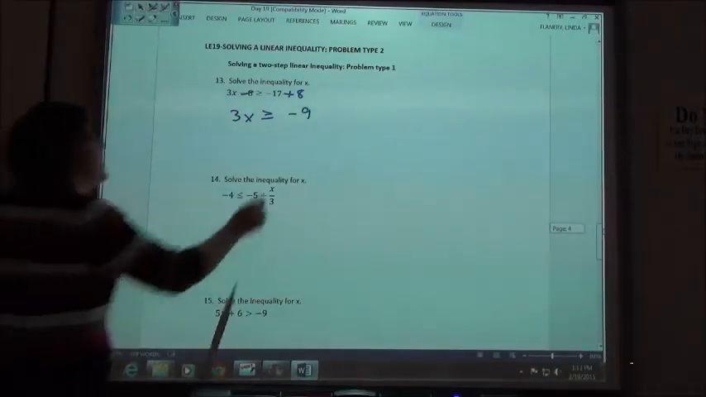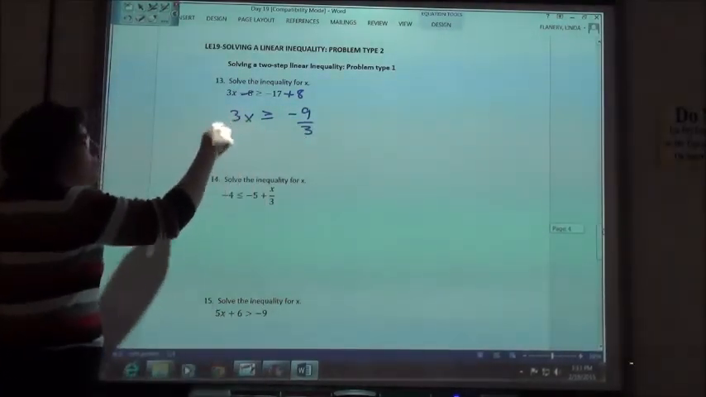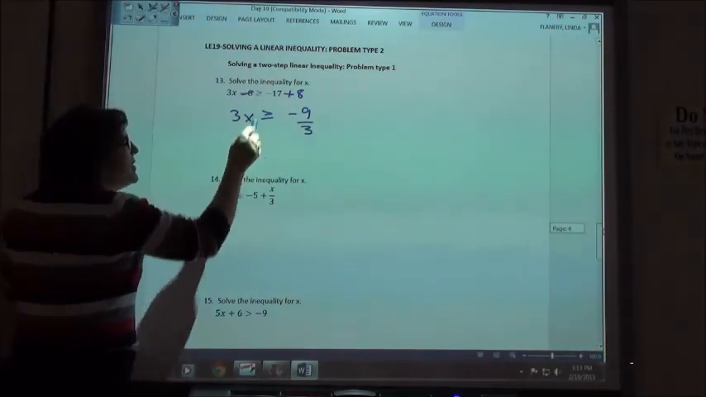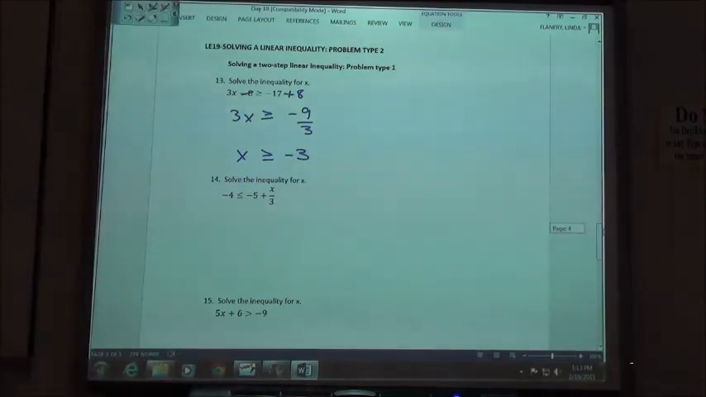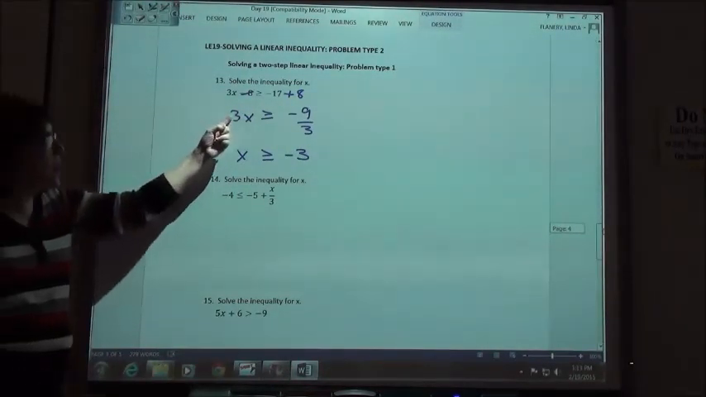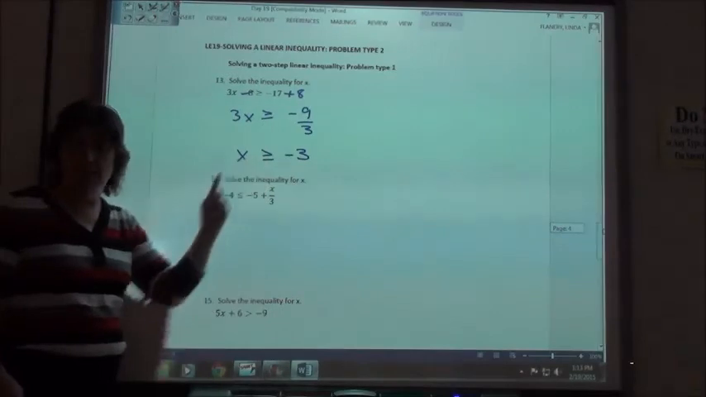Divide by 3. Now I'm dividing by a plain 3, a positive 3, so my sign should stay the same. So x is greater than or equal to negative 3. Since this is positive, my sign stays the same.